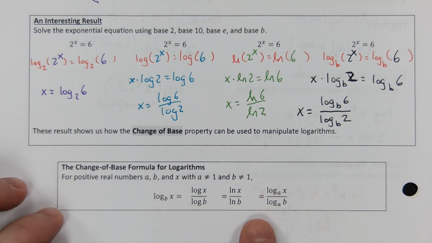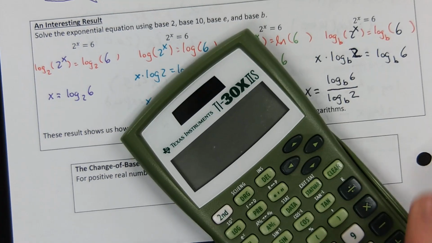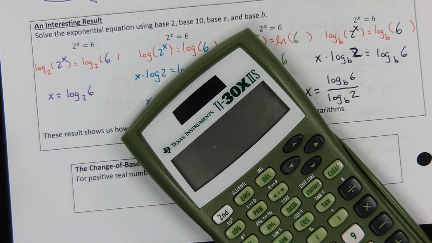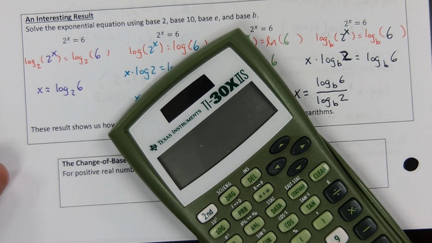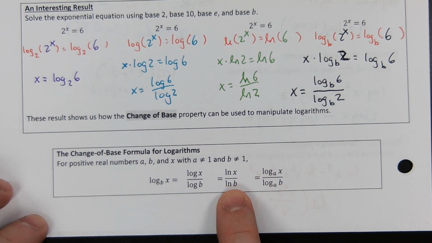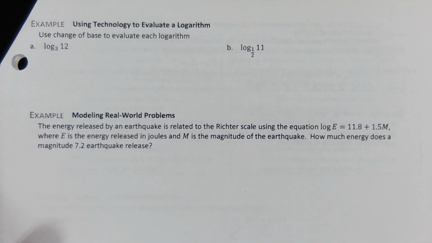Change of base does a lot of neat stuff for us, but one of the things it allows us to do is type on a calculator. So we can actually evaluate a logarithm now on a calculator like this that doesn't have a log base function on it. And it doesn't matter if we do it with log base 10 or log base e, it won't make a difference. So we practice, first and foremost, simple evaluating on a calculator.